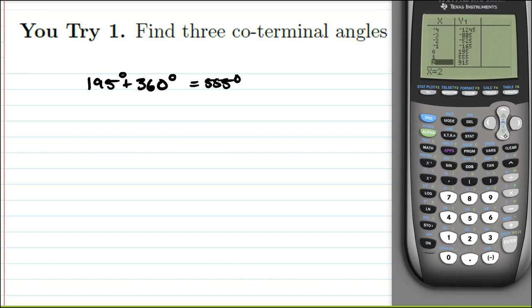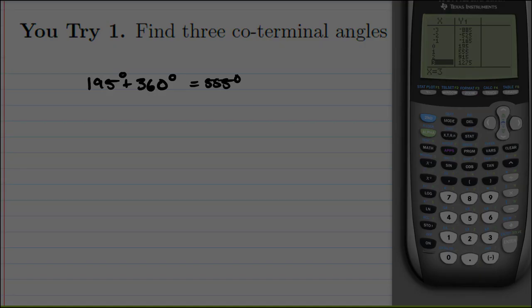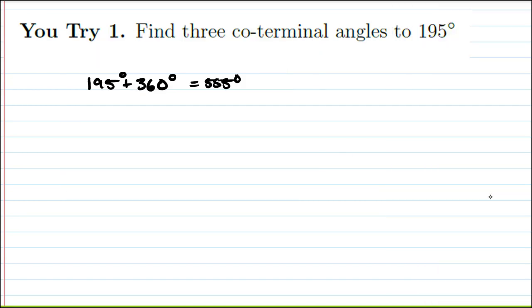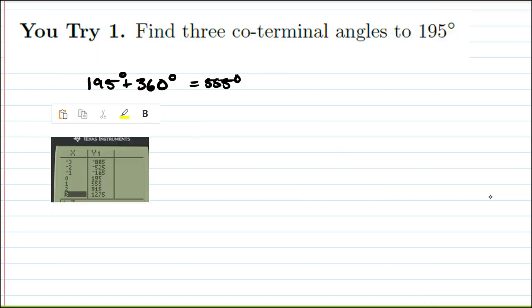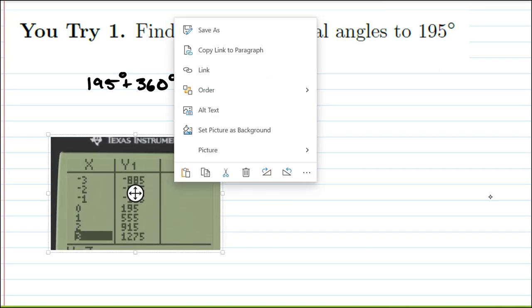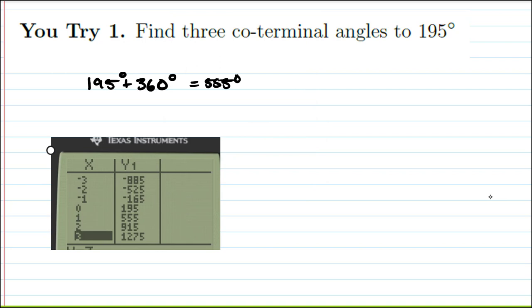And so every angle is going to have an infinite number of coterminal angles. So from this table, we see that there are quite a few. We have negative 885, negative 525, negative 165, 195, 555, 915, 1275, and so forth.